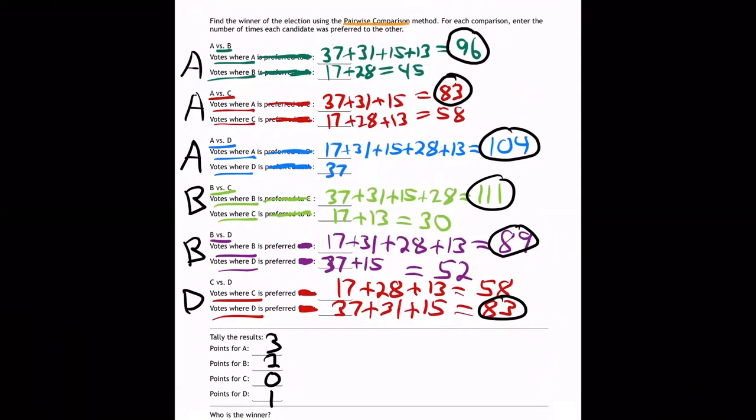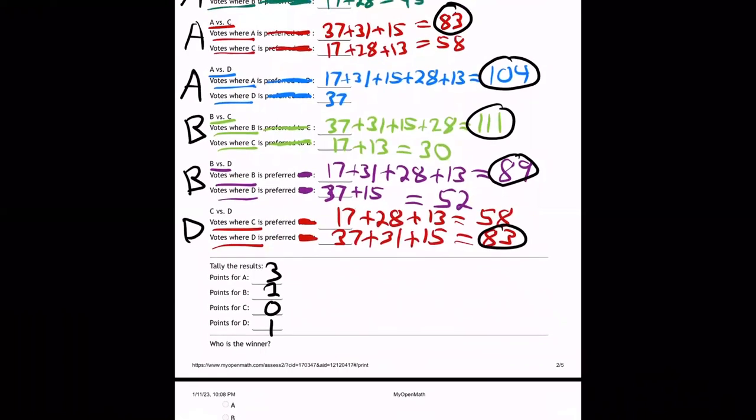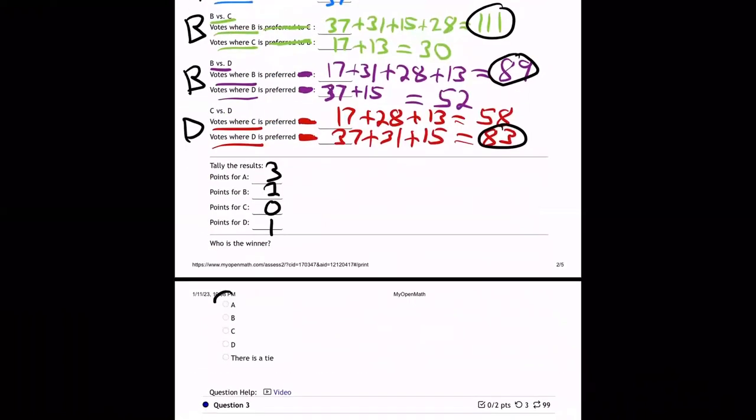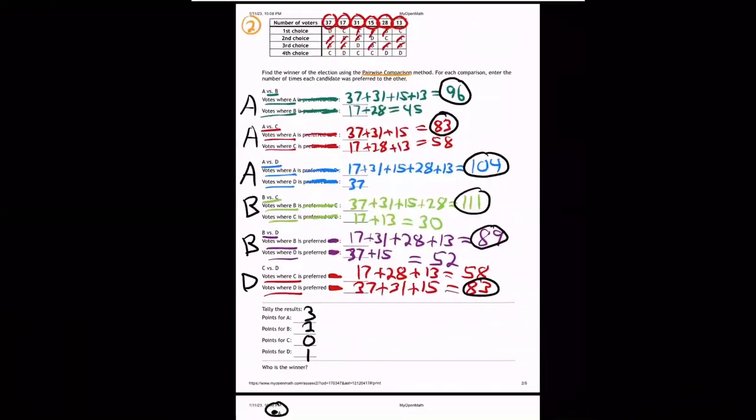So in the end then, who's the winner of this election? A. And so I'm going to circle A or bubble in A. A is the winner. So that is the method of pairwise comparisons.